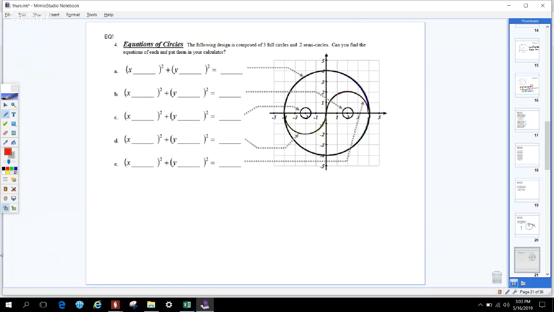All right, let's do questions. Okay, looking at circle A. Circle A is this big, huge circle. What's the center of this big, huge circle? Who's got the center of the big, huge circle? You locked up too?